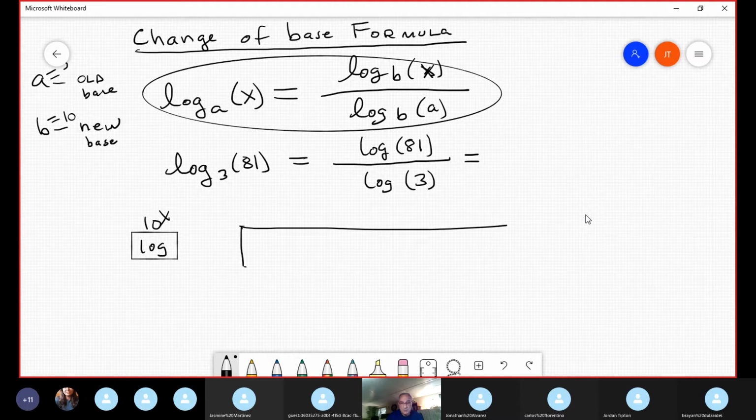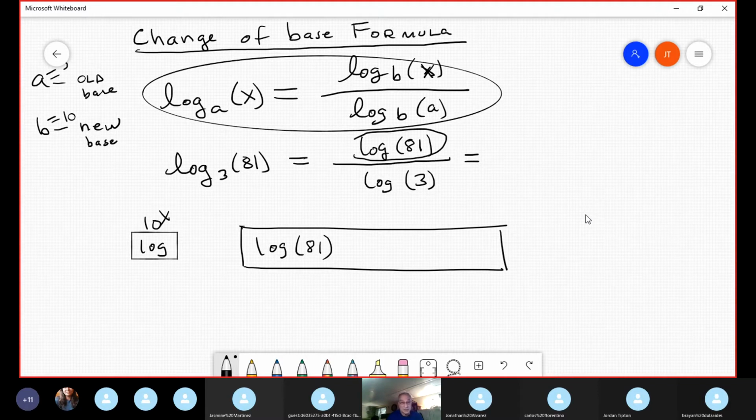Look, LOG. I type in 81 and close the parentheses. But don't press enter. No, no, no. Now division. I press division.